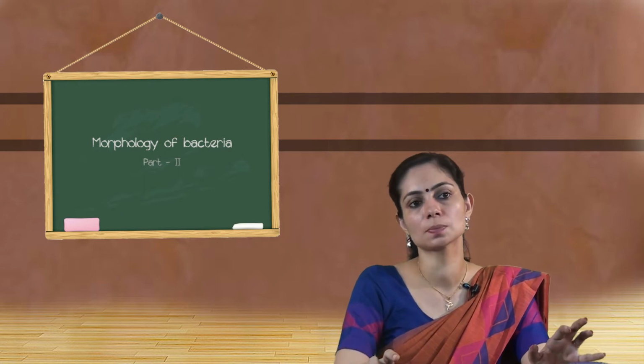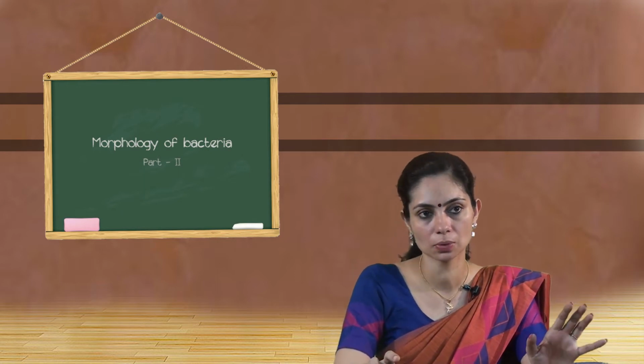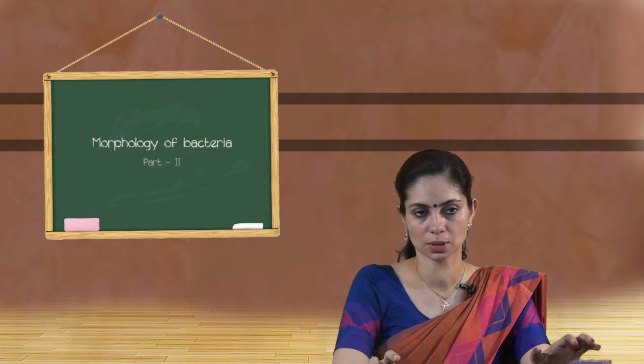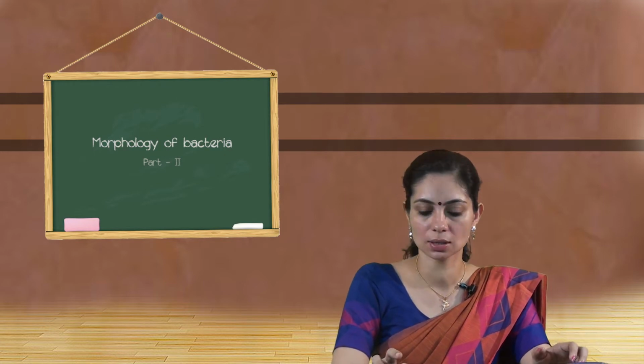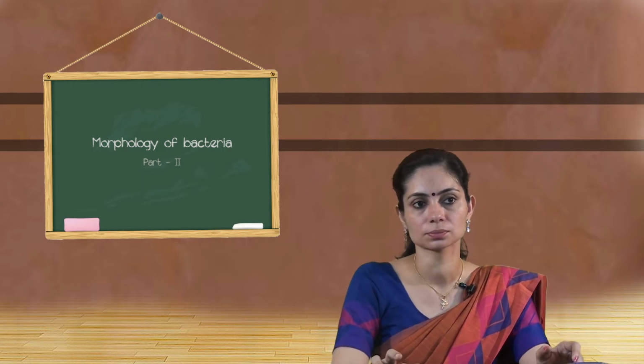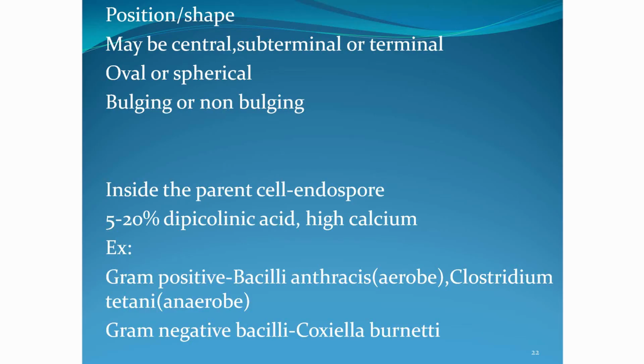Usually 5 to 20% of the spore is made up of dipicolinic acid, and it contains high calcium. Examples of sporulating bacteria: in gram-positive aerobic bacteria, Bacillus anthracis, which causes anthrax. Then we have Clostridium tetani, an anaerobic bacterium which shows the property of sporulation. A gram-negative example is Coxiella burnetii.